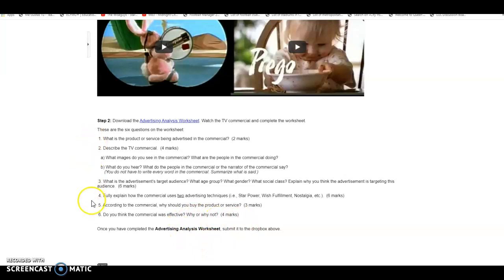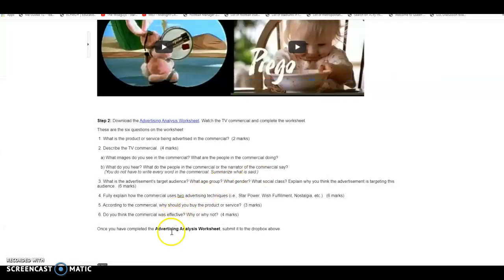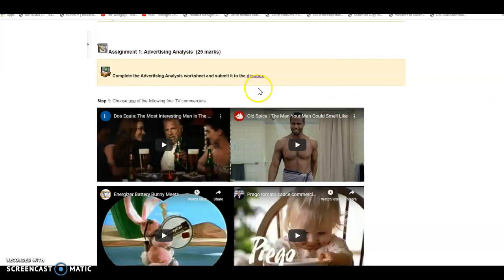And after you've answered those 6 questions, and again, you can just answer them right in this Microsoft Word document if you like, you can just submit it to the Dropbox above, and you're done assignment 1.